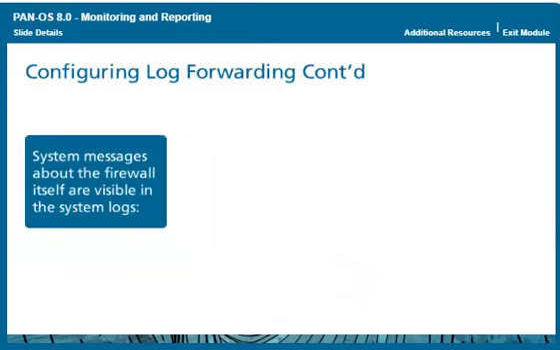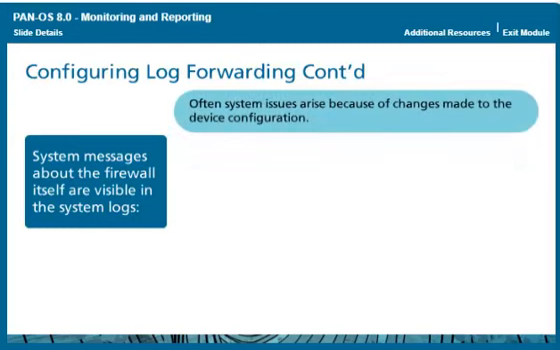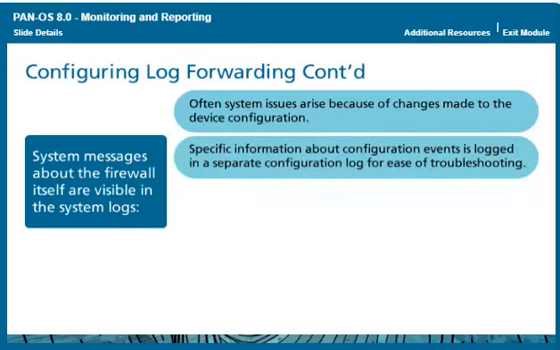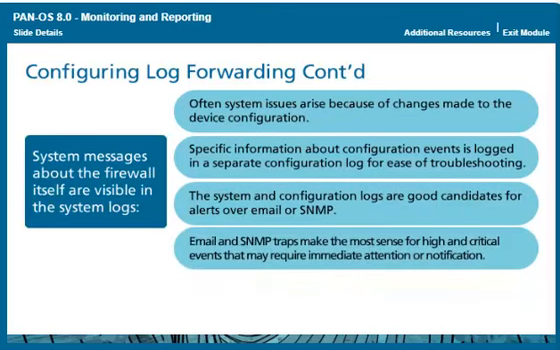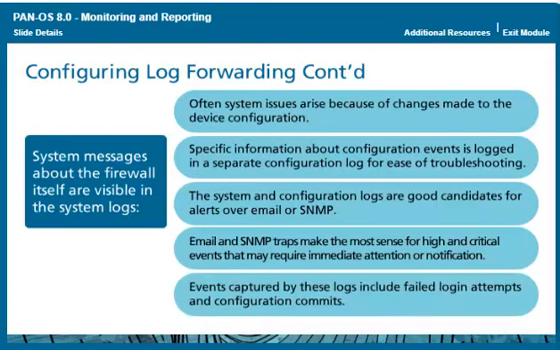System messages about the firewall itself are visible in the system logs. Often, system issues arise because of changes made to the device configuration. Specific information about configuration events is logged in a separate configuration log for ease of troubleshooting. The system and configuration logs are good candidates for alerts over email or SNMP. Email and SNMP traps make the most sense for high and critical events that may require immediate attention or notification. And events captured by these logs include failed login attempts and configuration commits.